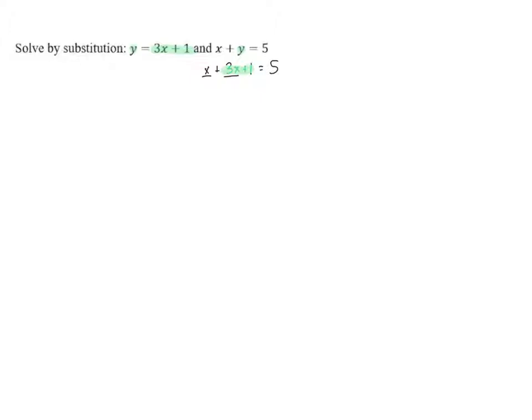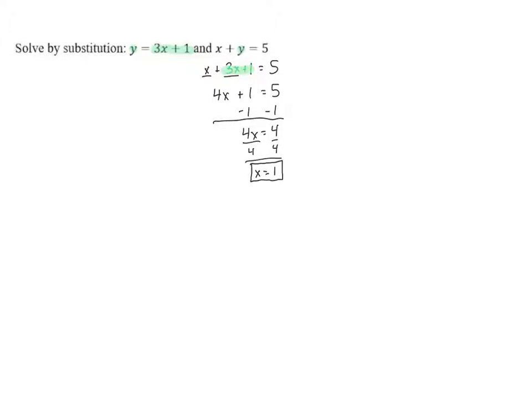x plus 3x is 4x, so this gives us 4x plus 1 equals 5. If we subtract 1 from both sides, that gives us 4x equals 4. And to get x alone, we divide by 4. This gives us x equals 1.